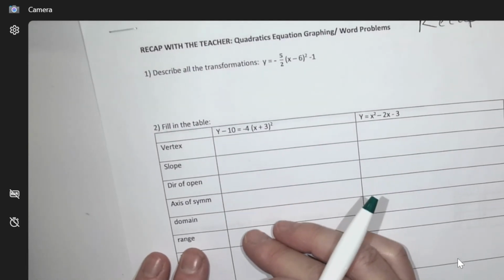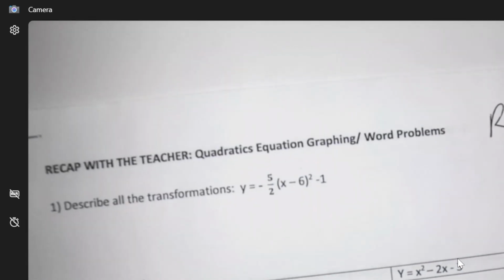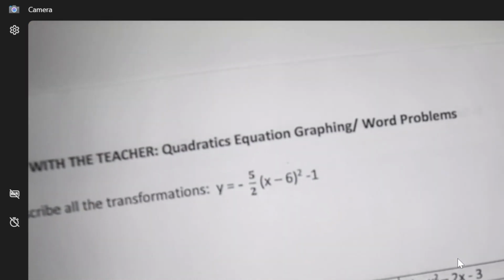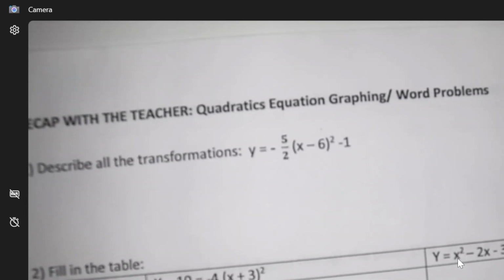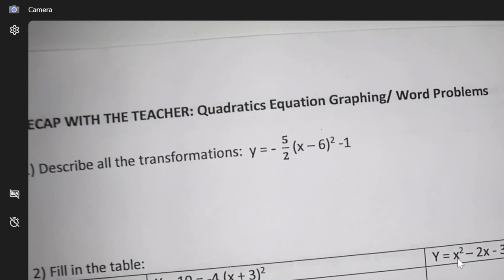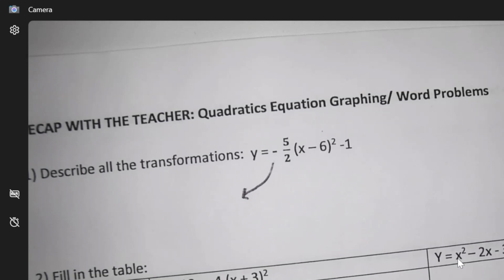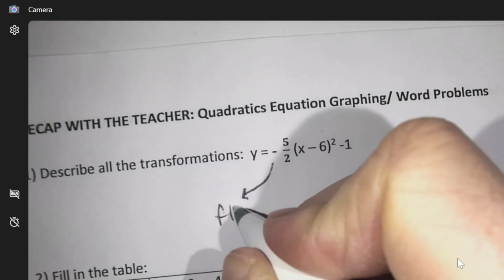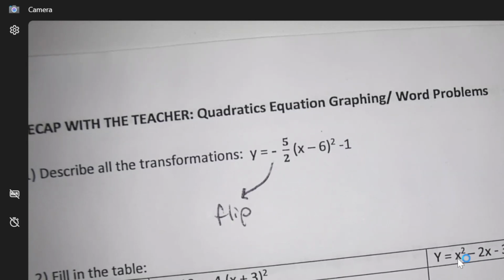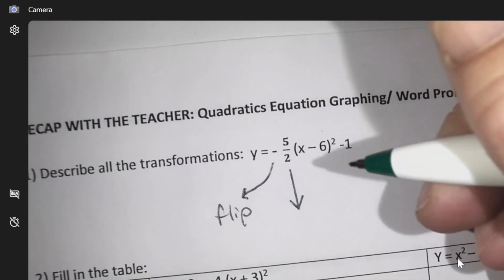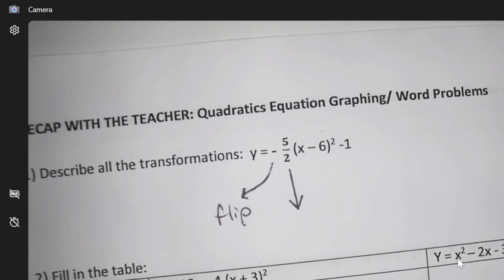First question says to describe transformations. Okay, so I'm looking for words. How can we change the look of a parabola? So this question, you should have 4 things to write down. You should write me something because there's a negative multiplier. So this thing will flip. You should write me something for the number that's the multiplier, the number value.